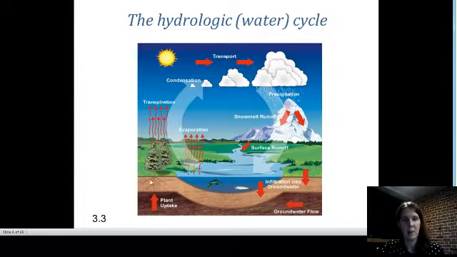Then you get uptake from plants. They pull moisture out of the soil and into their branches and leaves. Plants actually then expel moisture. They give off water through their development. That's transpiration. You can also get evaporation of surface water. As that water moves into the atmosphere, it then condenses to form clouds, which are then transported and precipitated out, and the cycle begins all over.